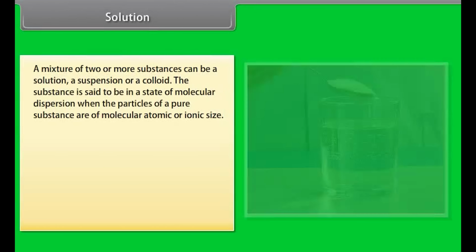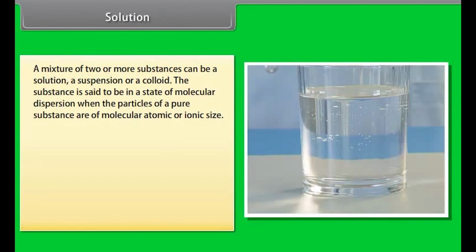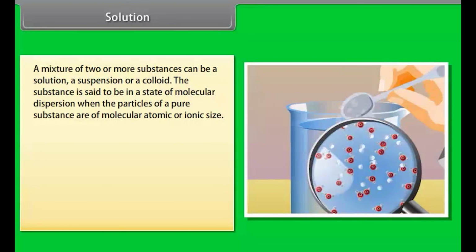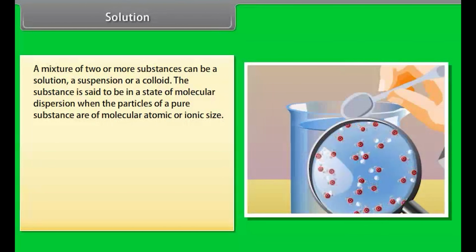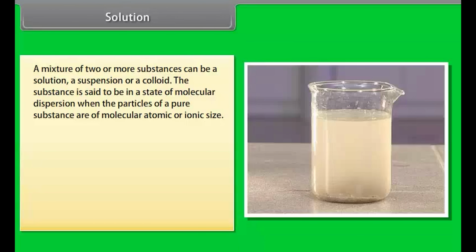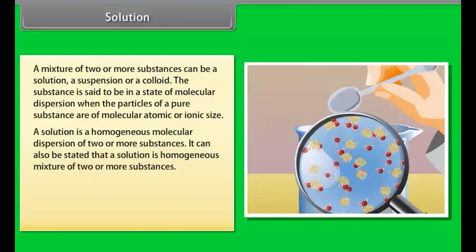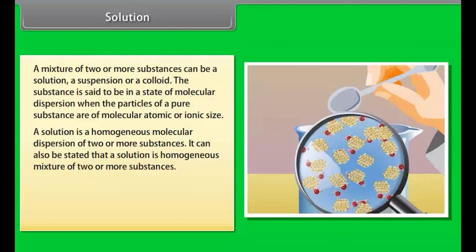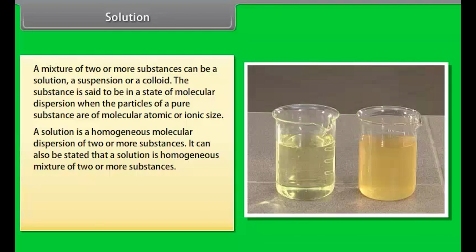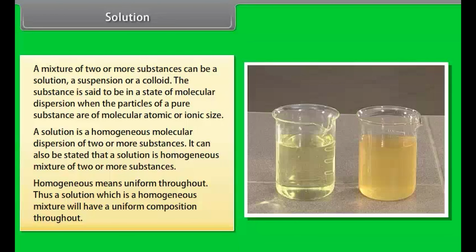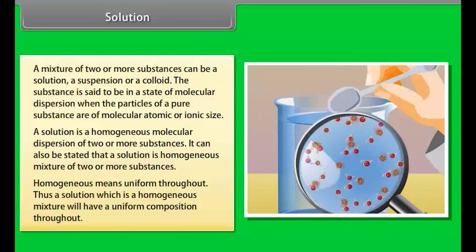Solution. A mixture of 2 or more substances can be a solution, a suspension, or a colloid. The substance is said to be in a state of molecular dispersion when the particles of a pure substance are of molecular, atomic, or ionic size. A solution is a homogeneous molecular dispersion of 2 or more substances. It can also be stated that a solution is a homogeneous mixture of 2 or more substances. Homogeneous means uniform throughout. Thus, a solution which is a homogeneous mixture will have a uniform composition throughout.